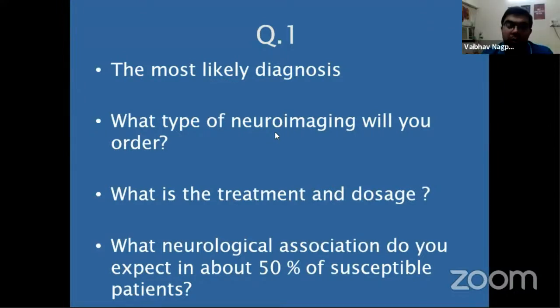Now, what type of neuroimaging would you request? Ma'am, an MRI I would like to do, and more of I would like to do a gadolinium contrast MRI to look for any brain lesions. He says MRI brain with contrast. Would you like to complete the answer?